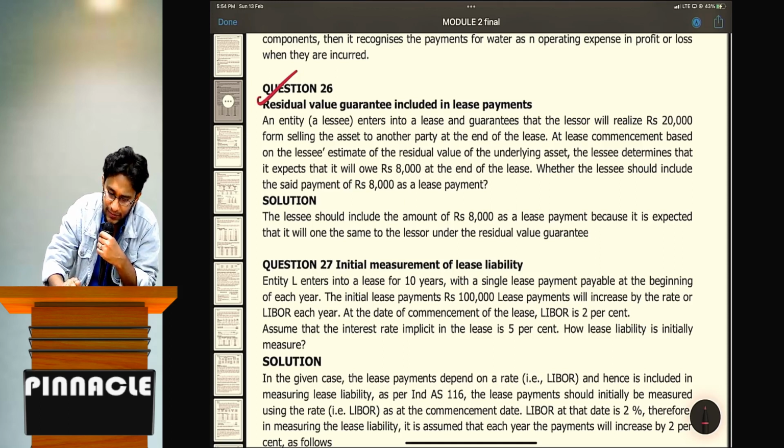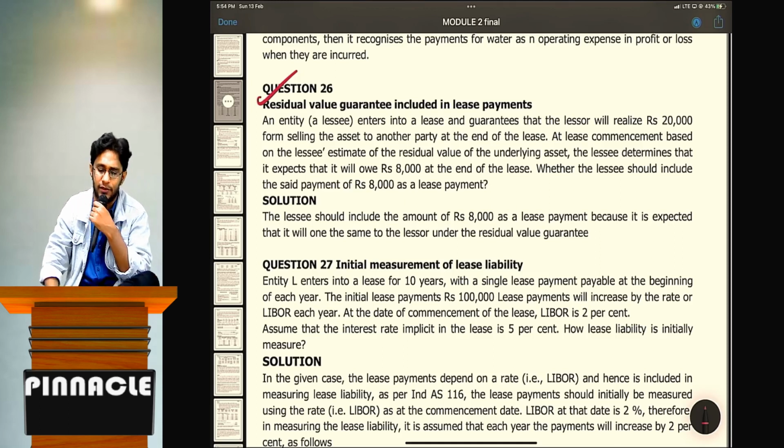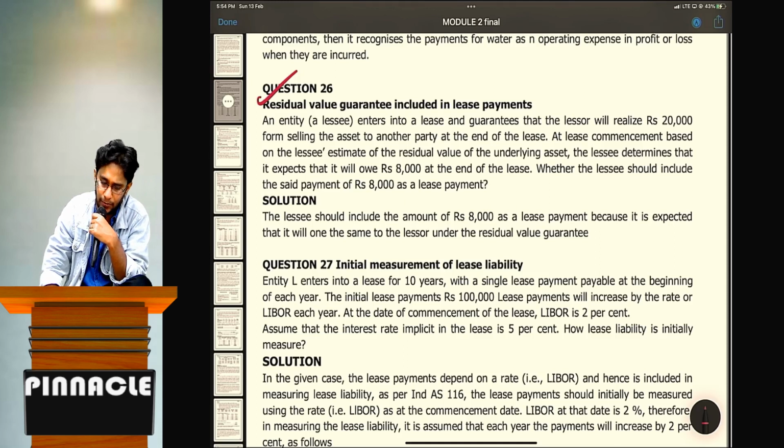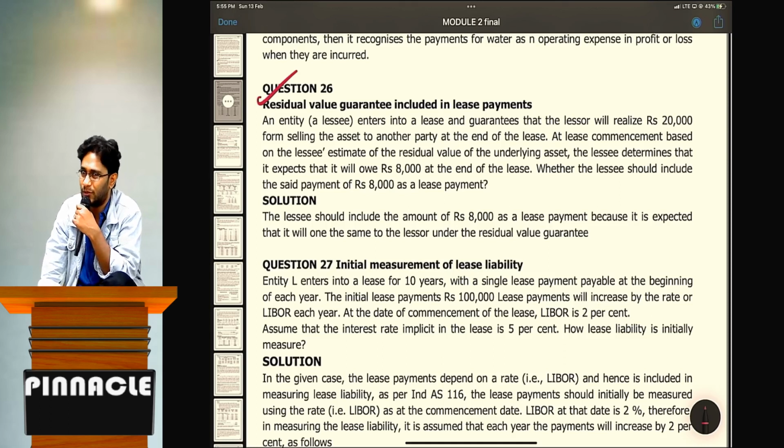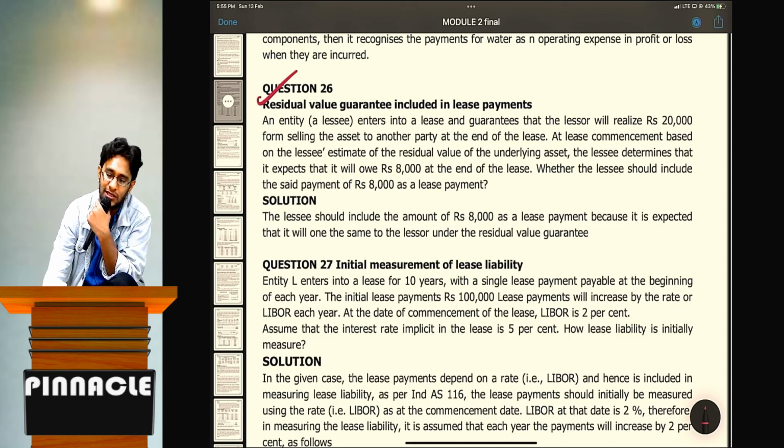At the lease commencement, based on the lessee's estimate of the residual value of the underlying asset, the lessee determines that it expects that it will owe rupees 8,000 at the end of the lease. Indirectly what he is saying is, the asset's value will be only 12,000. But I promised how much? 20,000. How much is the shortfall? 8,000 I have to pay or not?